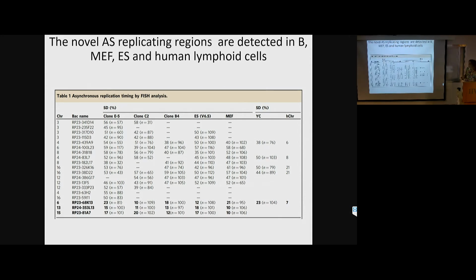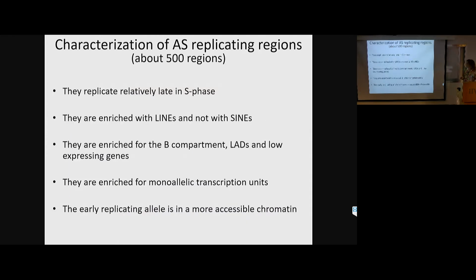I don't mean to ask you to read it, but we validated, we got a lot of novel asynchronous replicating regions from this whole genome study. We validated 16 of them in FISH, but even more importantly, we showed that this is what happens not only in the pre-B cells that we are checking, but also in ES cells, in MEFs, and even in a human clone. So what are the characteristics of these regions?